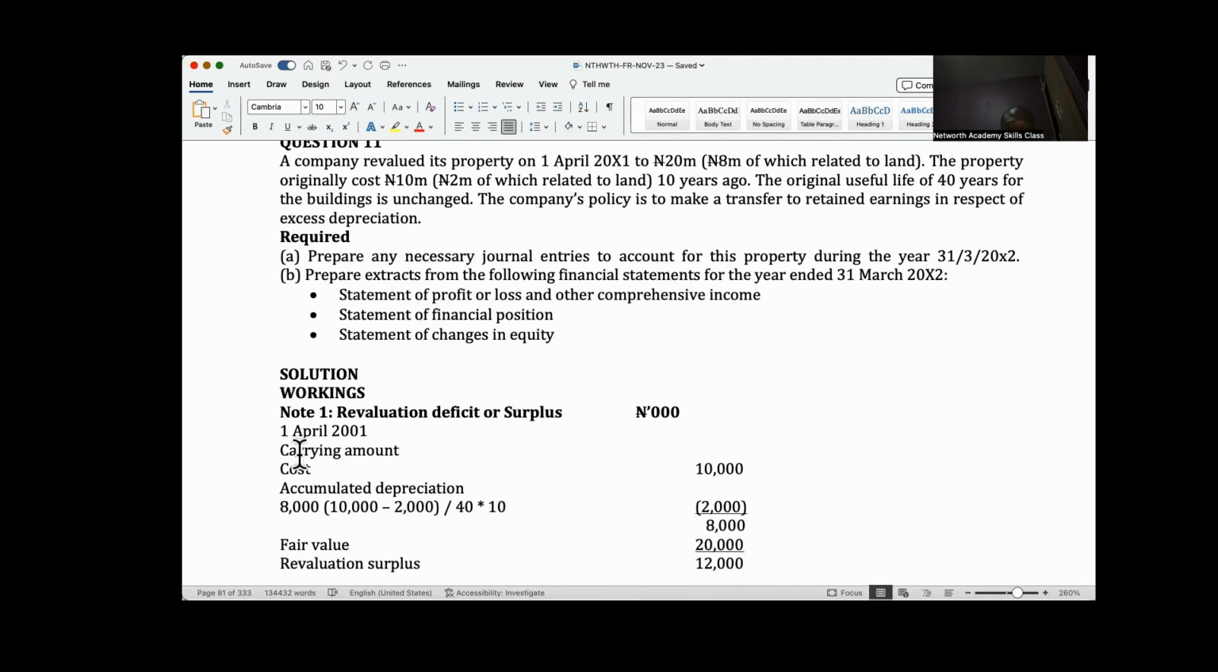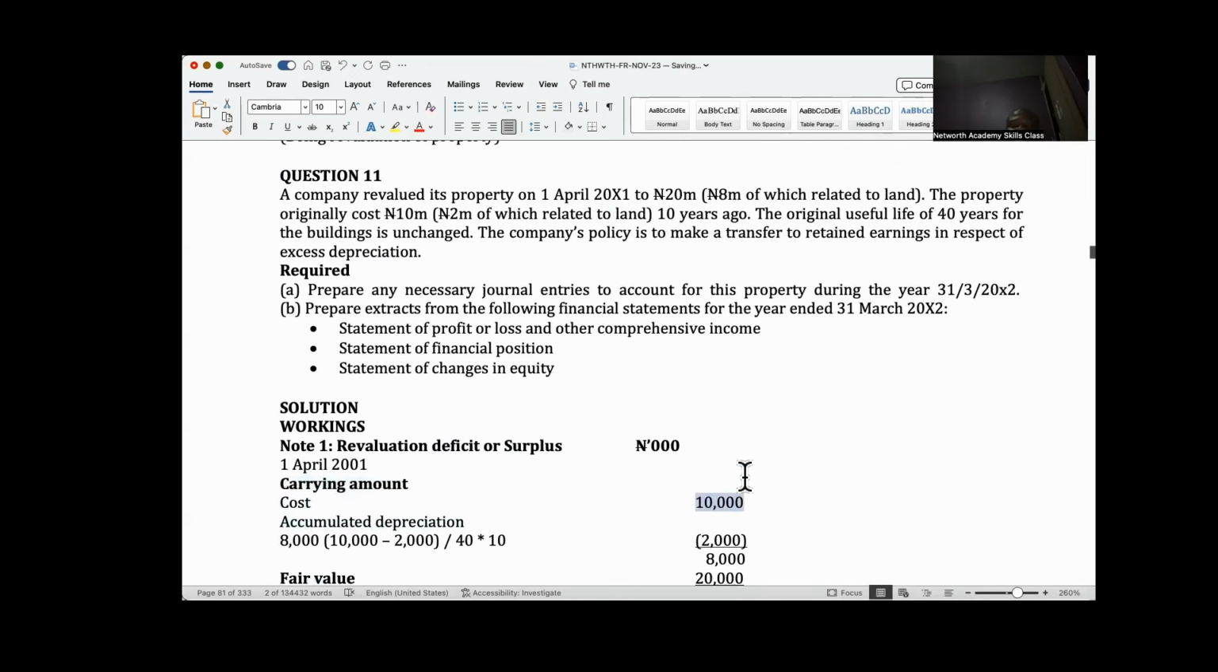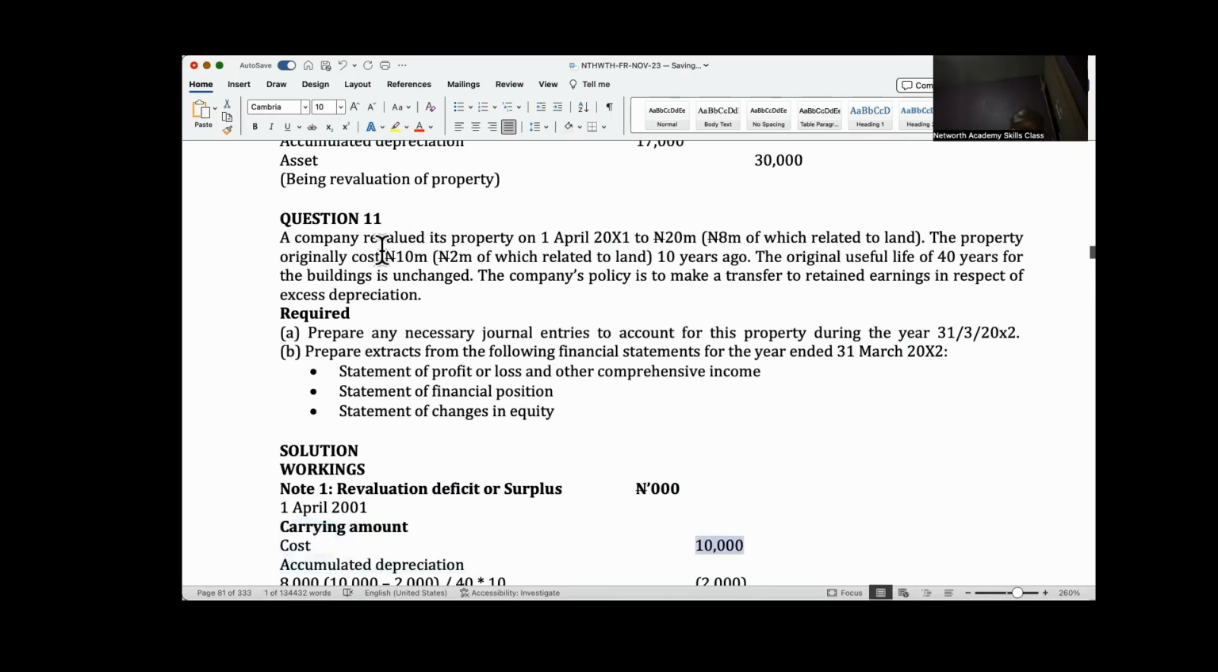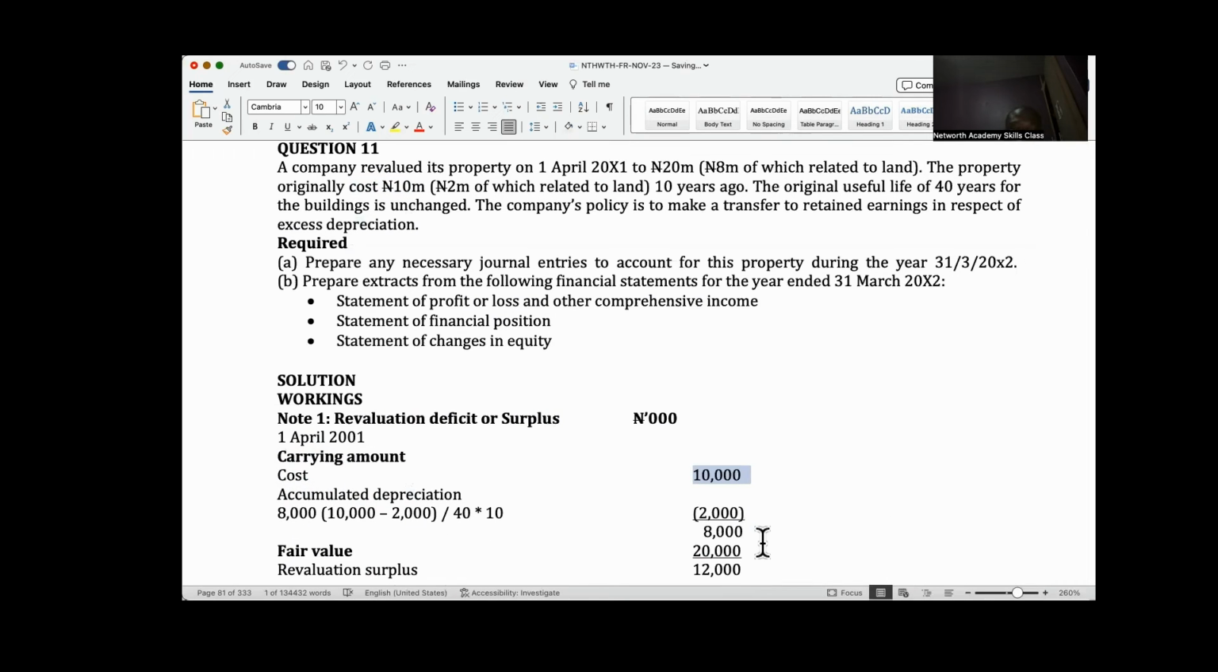So at that date, we'll simply compare my carrying amount to my fair value. My carrying amount is simply my cost minus accumulated depreciation. And the cost of this asset from this question is 10,000, which is this 10 million here. These 3 zeros make it 10 million. I just put it like this to make it easy to look at.